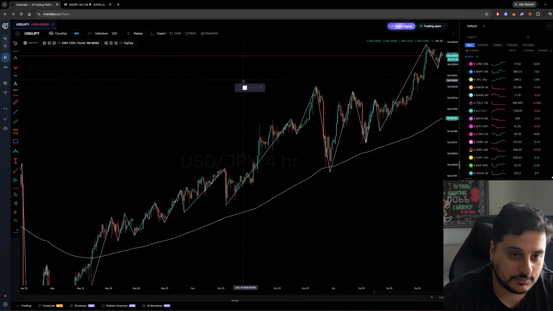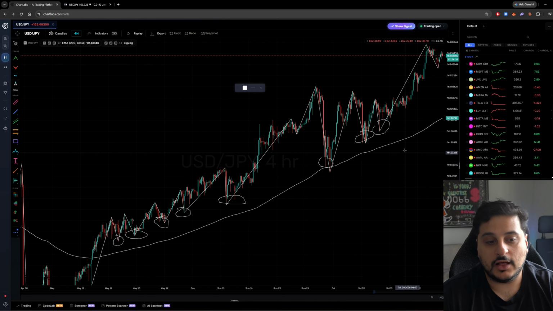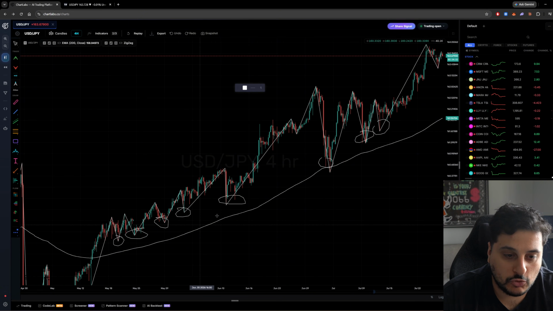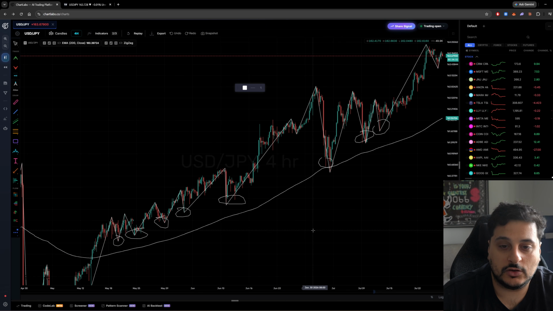So right there, for example, right here, we're trying to enter on the pullbacks, guys, right? This is where we want to see value for our money, and this is where we want to place our trades, and then just let the momentum ride us upwards so we can get a very high probability entry on our trades.